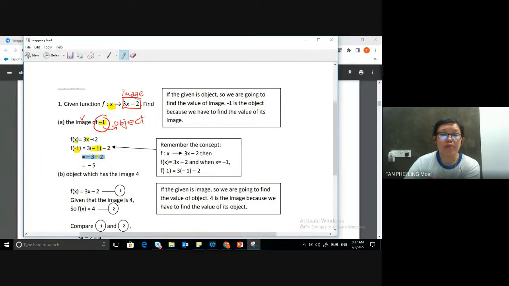So the very important thing is to interpret correctly. Find the image of -1 means the image is what you need to find, and the given -1 is the object. So you just substitute it in the object. So this one, so far so good.